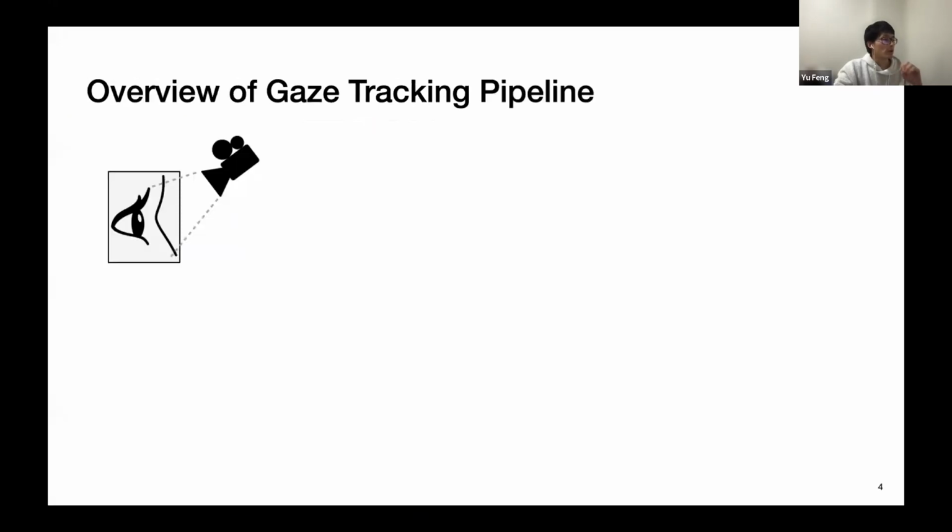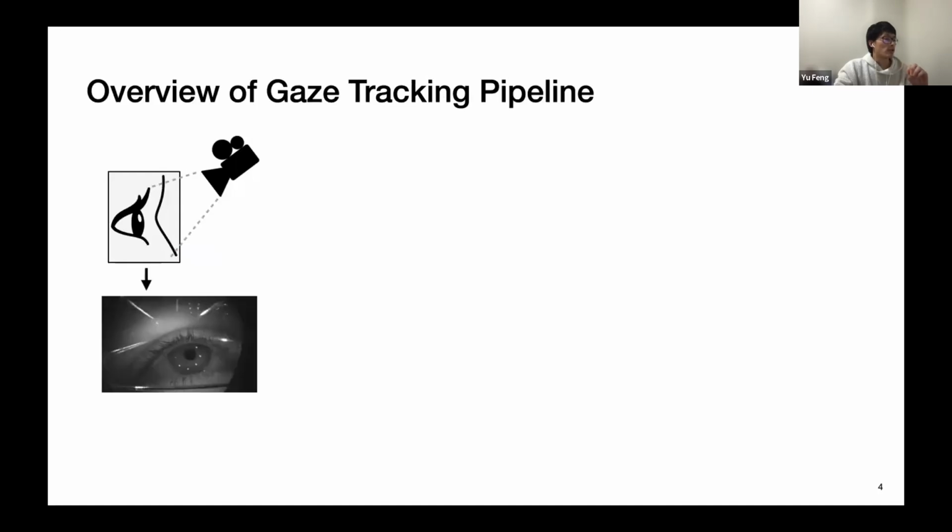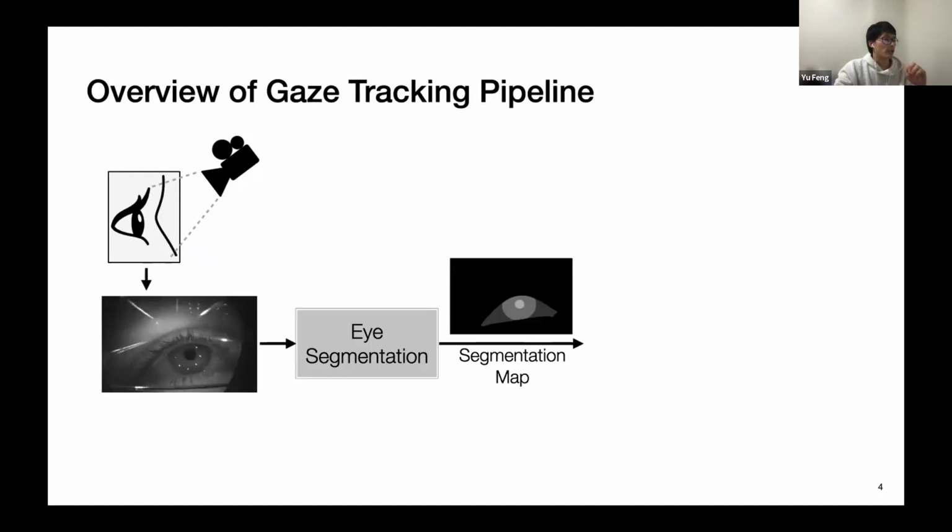First, let me introduce the overall gaze tracking pipeline. The algorithm will take a grayscale image and feed it into an eye segmentation stage. This eye segmentation stage will classify each pixel into one of 4 classes. Then the segmentation result will be used in the gaze estimation stage to predict the gaze direction.